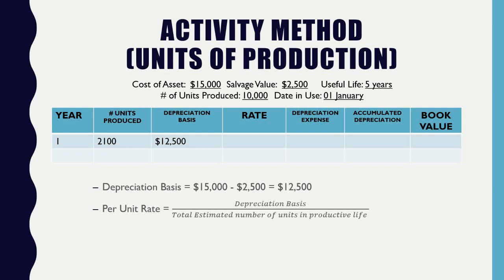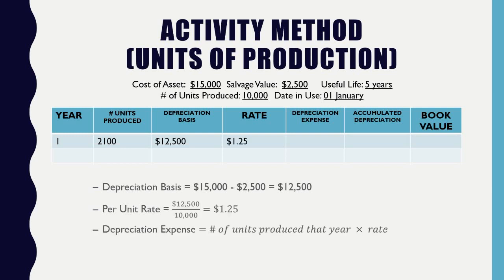So I'm going to determine how much it's going to cost me per unit if I produce it. I'm going to take my 12,500 and divide it by 10,000 to get $1.25 each. That means every product that I produce is going to cost me $1.25. Okay? So the next thing is determining your depreciation expense.